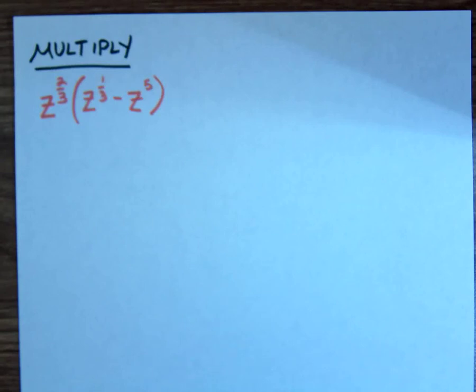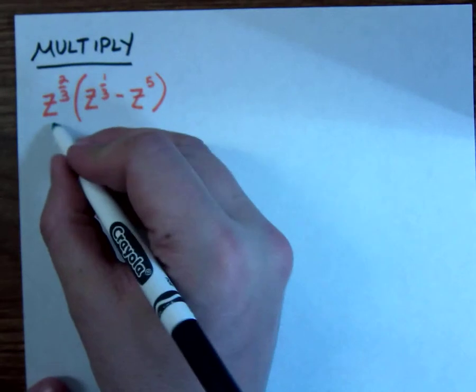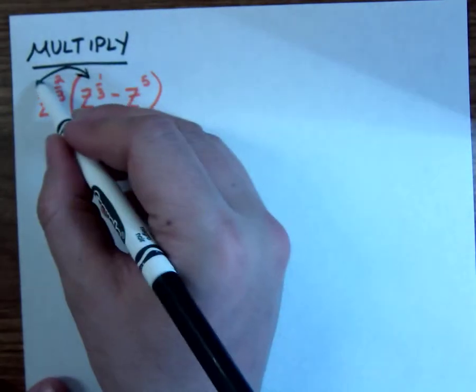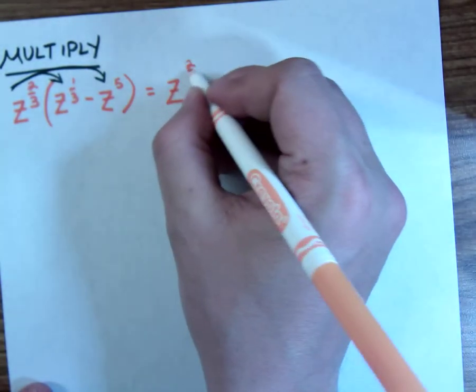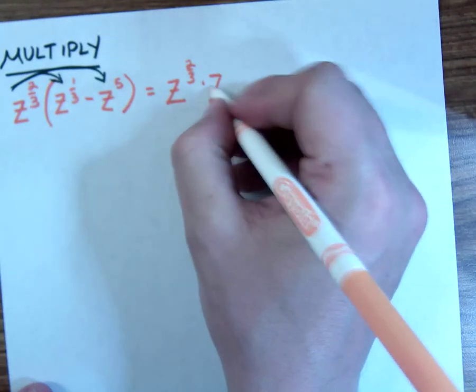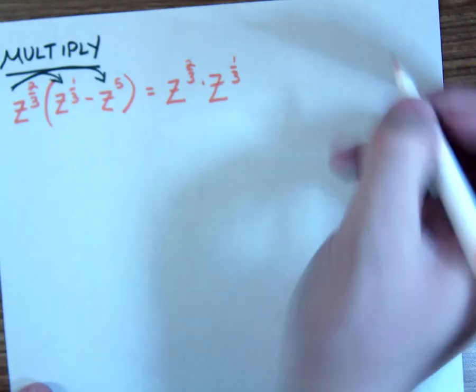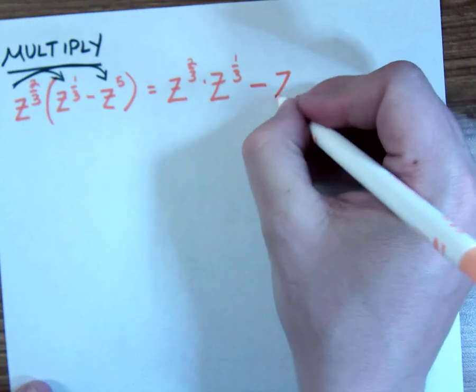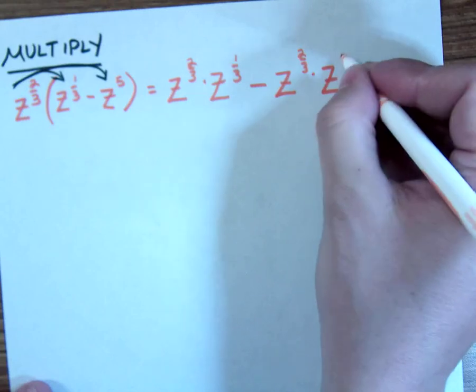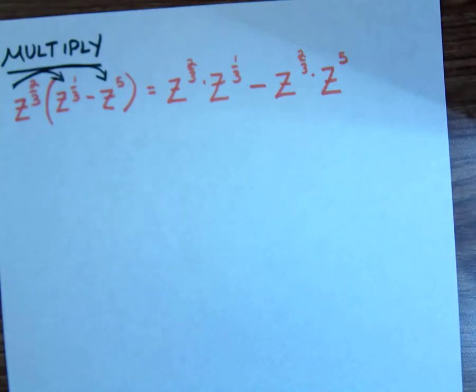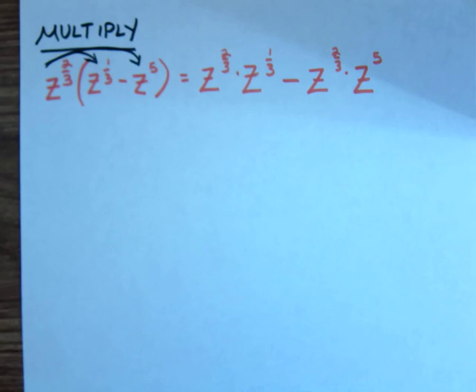Cool. So the distributive property says the thing that's outside gets multiplied by both things on the inside. So let's do that. This is going to be z to the 2/3 times z to the 1/3. That was the first group. Minus z to the 2/3 times z to the 5th. How do we combine those things together?